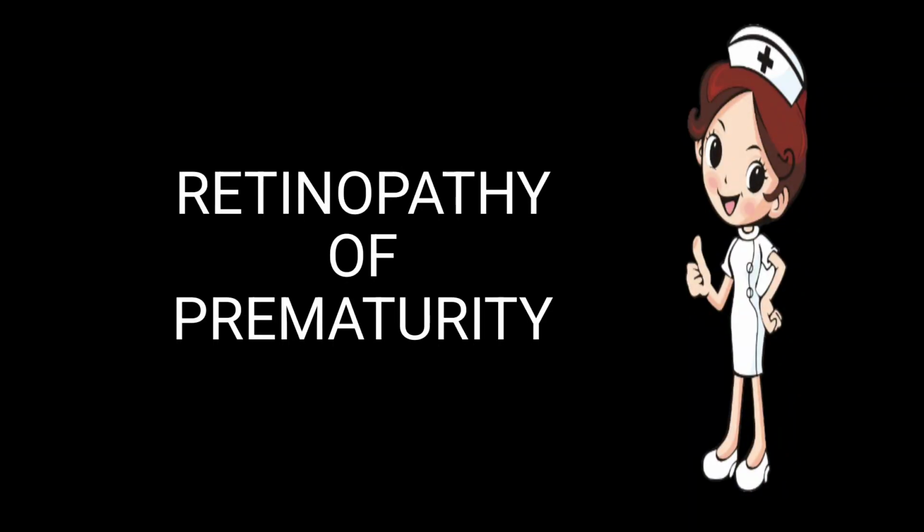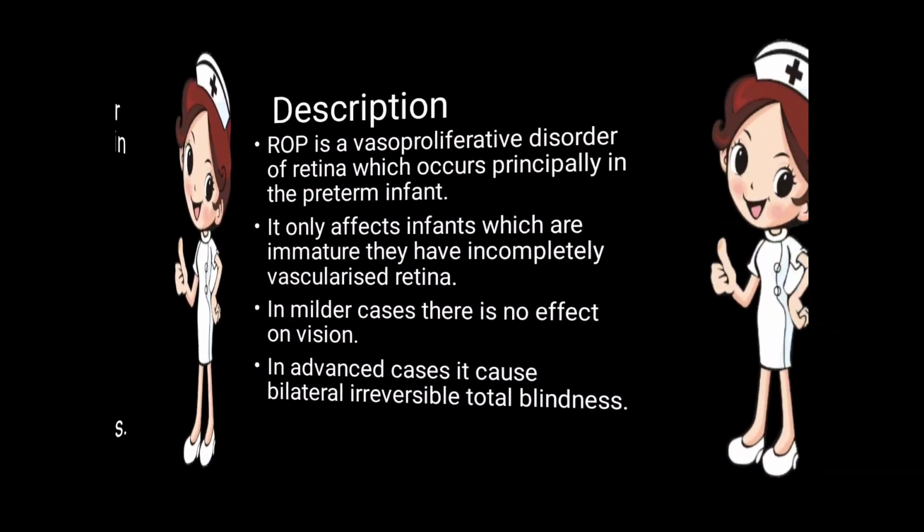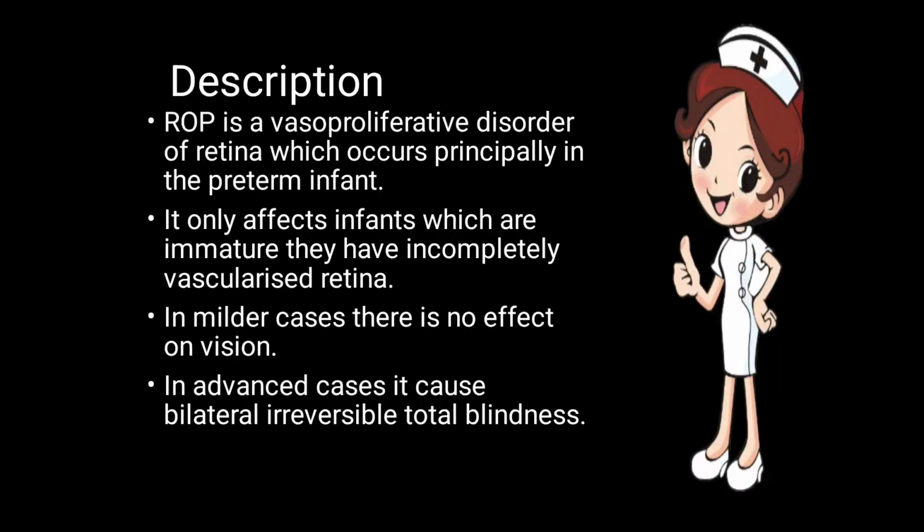Hi everyone. Today I am giving you information on the topic retinopathy of prematurity. So let's move to its introduction. Retinopathy of prematurity, also known as ROP, is a vasoproliferative disorder of the retina which occurs principally in the preterm infant.